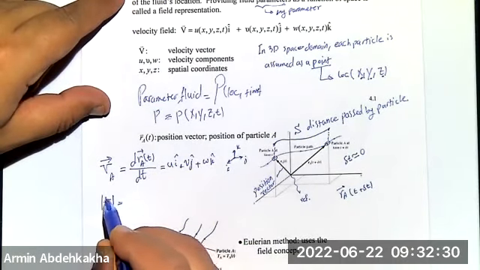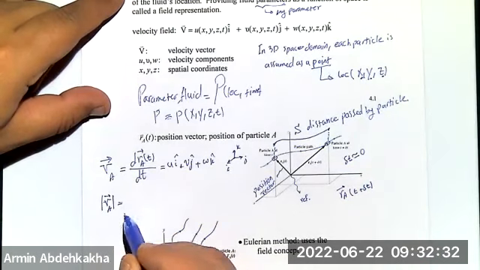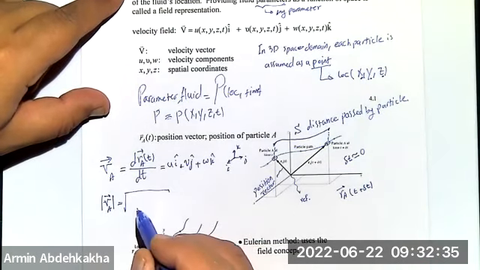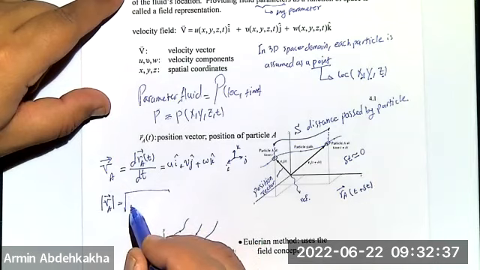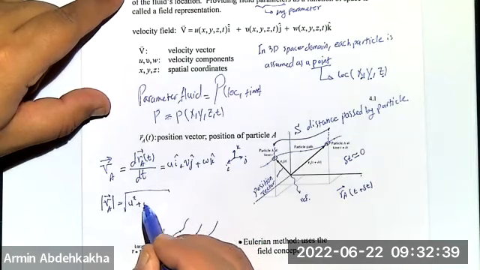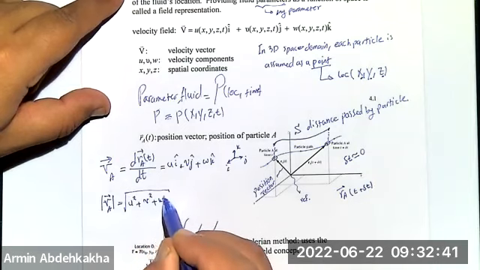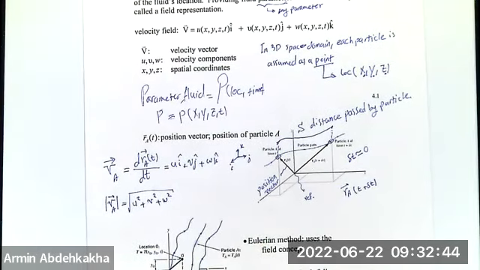Also, what is the magnitude of the velocity? If you want to find the magnitude of any vector, it means that you have to find the square root of the summation of the components squared. That's how you find the velocity magnitude.